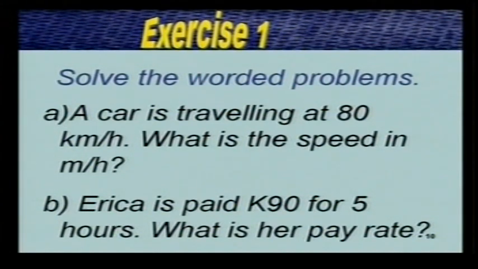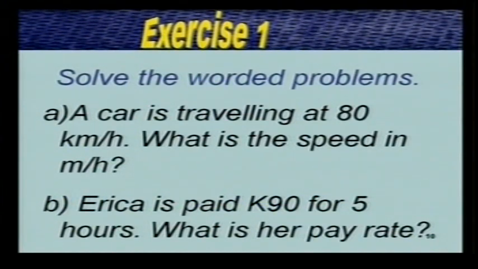Yes. Very good girl. 80,000. What did you do? Okay, it was 1,000 what? 1,000 meters is equal to 1 kilometer. So, because you are changing, you did multiply 1,000 by 80, 80,000. Good girl.